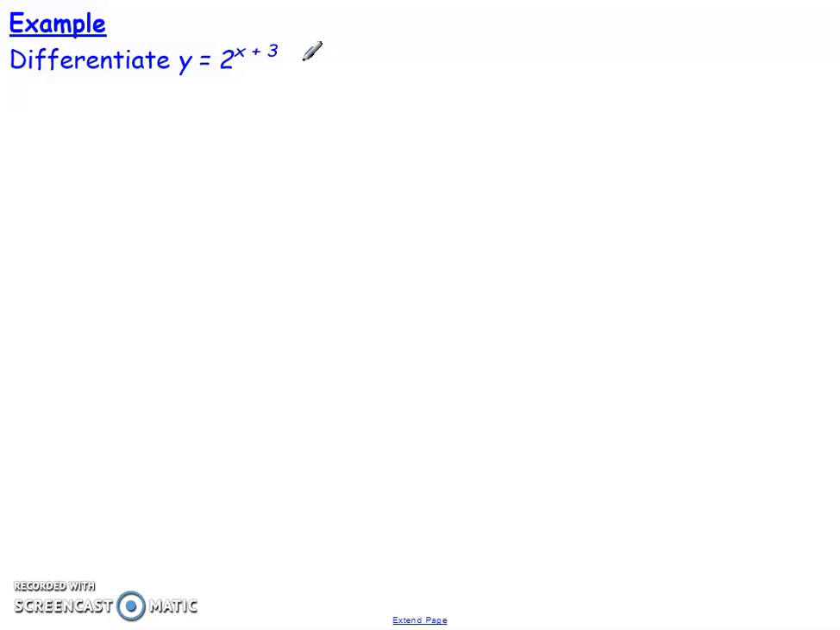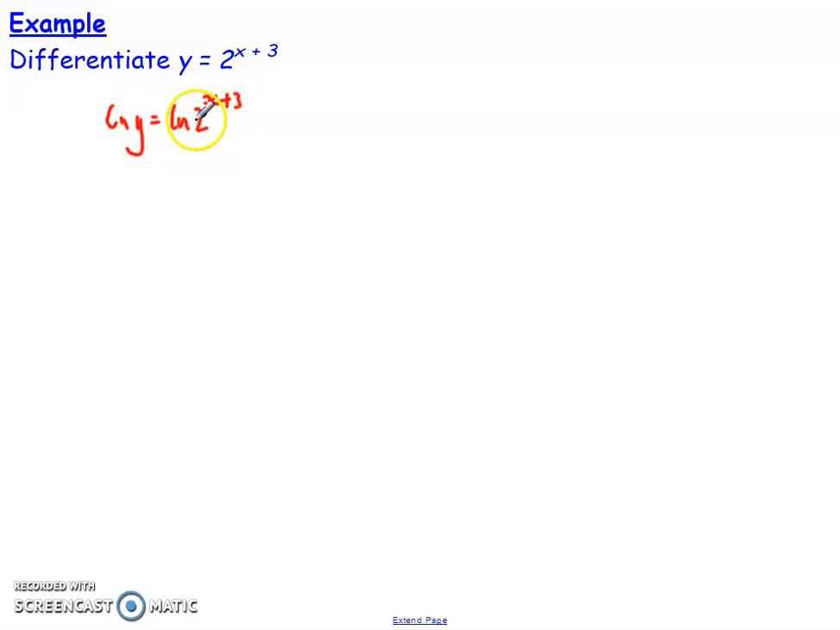So in order to do this and make it a heck of a lot easier for ourselves, if we take logarithms of both sides and then use the rules of logarithms, we can then turn it into a chain rule function which we're able to differentiate from there. So what we'll do is let's start by taking the logs of both sides, so natural logarithm of both sides. So I've got ln y equals ln of 2 to the power of x plus 3.